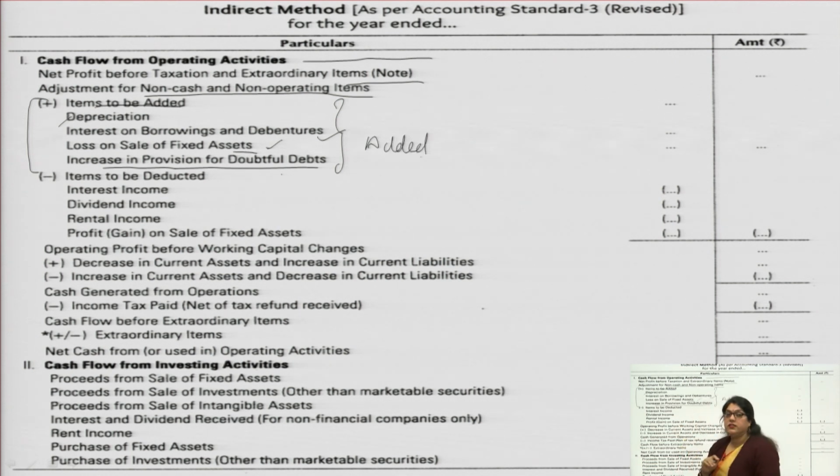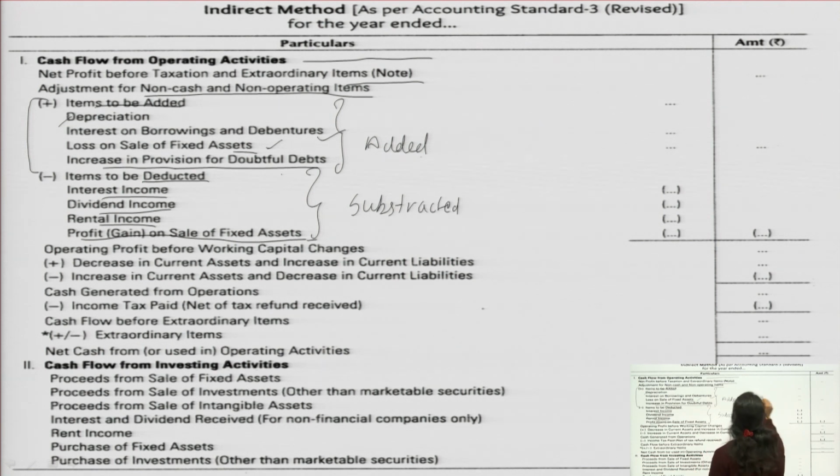Now, what are the different items which we need to subtract or deduct? These are interest income, dividend income, rental income and profit or gain on sale of fixed asset. If you were selling any asset that cost 10,000 rupees and you have sold it for 15,000, that means you have a profit of 5,000 rupees. That profit amount will be here and all these things will be subtracted.